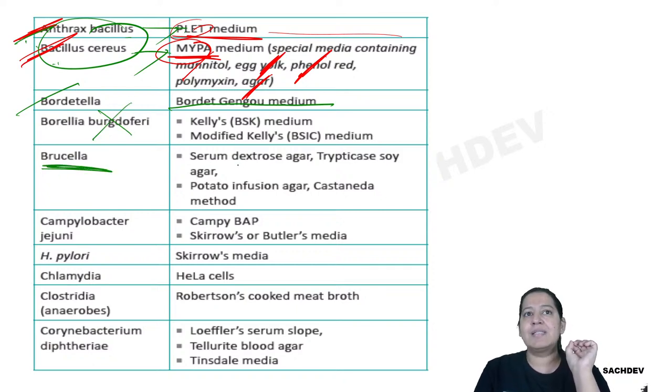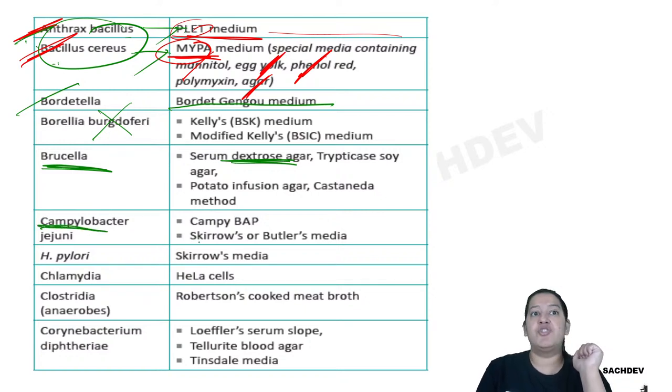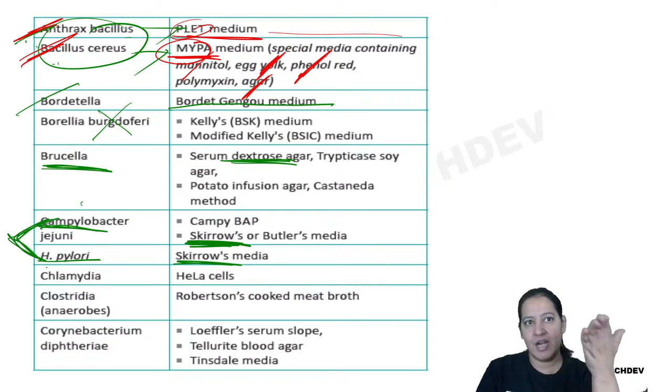Brucella ke liye it is dextrose agar. Not really important. Yeah, Campylobacter jejuni, Skirrow's medium, very important. H. pylori ke liye bhi Skirrow's. Campylobacter aur Helicobacter dono bhai bhai hai. So those ke liye Skirrow's medium is okay, right?